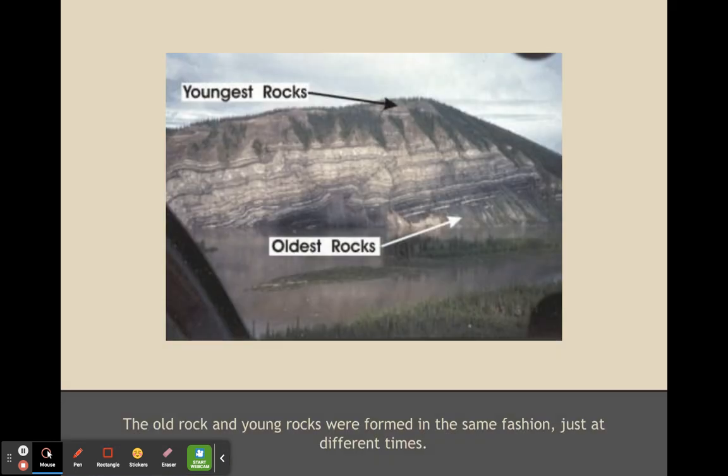Okay. Another example here of stratigraphy is the old rock and the young rock were formed in the same fashion, just at different times. So we can see these layers in this mountainside. And we've got the younger rocks up on top and the older ones down below, but they're all being formed in the same way. That's another example of uniformitarianism.